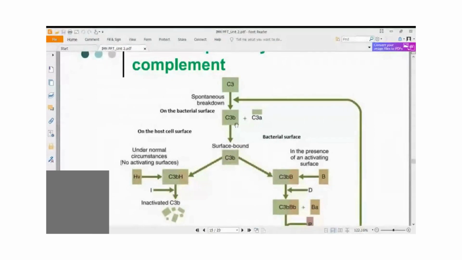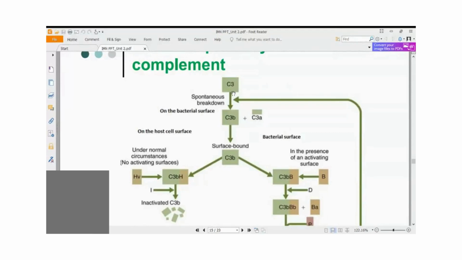The C3b component, which is formed, will remain attached to the surface of the bacteria. That is called surface bound. It will attach to the bacterial membrane surface and remain. Whereas C3a is released. C3a is going to cause anaphylaxis. We'll talk about that when we talk about hypersensitivity and anaphylaxis. But keep in mind, C3a gets the name anaphylatoxin. It is capable of causing adverse reaction. Let us not bother about C3a now.